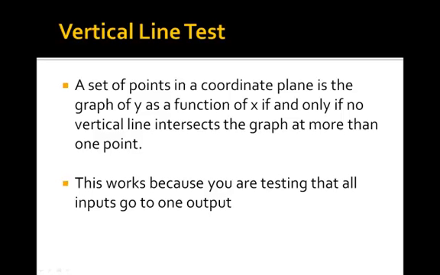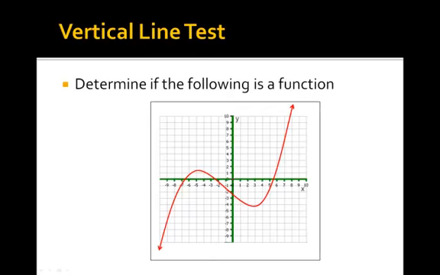Now, if it goes to more than one output of a y, then we know that it is not a function. This works really great because you're testing all of the inputs to see how many outputs each of them go to. This visual testing of inputs and outputs is known as the vertical line test. And when we see it visually, I think you'll see why.